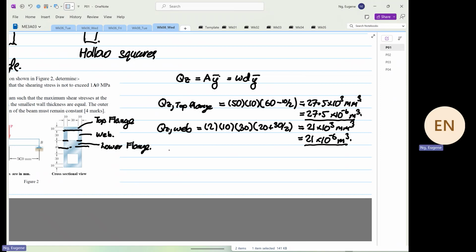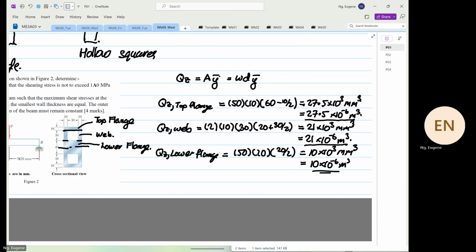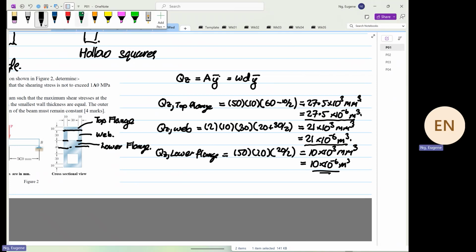Then we look at the QZ at the lower flange. So the width is 50. The depth is 20. The y bar is 20 divided by 2. So it's equal to 10 times 10 to the power 3 millimeter cube, which is equal to 10 times 10 to the power minus 6 meter cube. At this moment, you all should be really familiar with how to get the second moment of area.